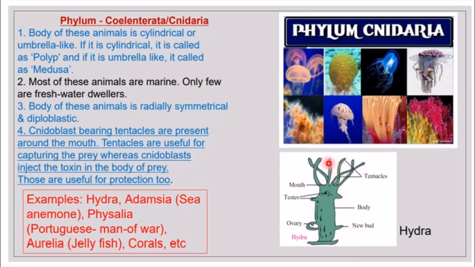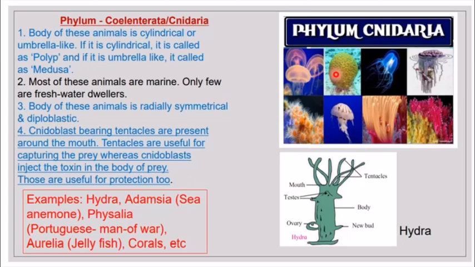So if they have a cylindrical body they are called polyp, and if they have an umbrella-like body they are called medusa. Now these organisms can be found in marine water, and a few can also be found in fresh water as well. Now these organisms possess radial symmetry.